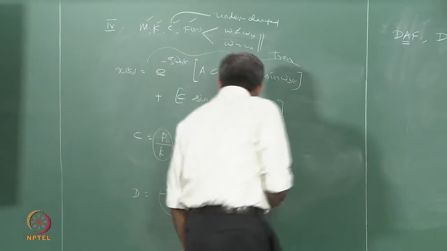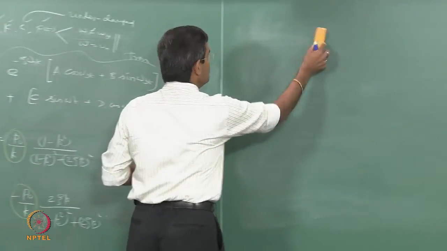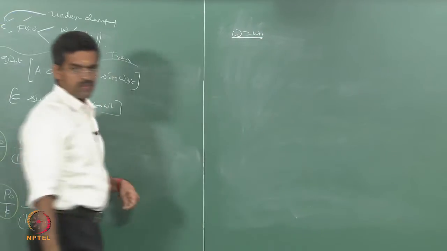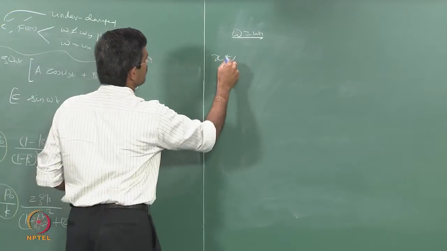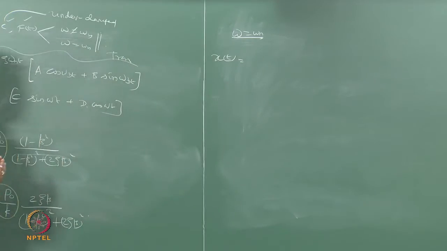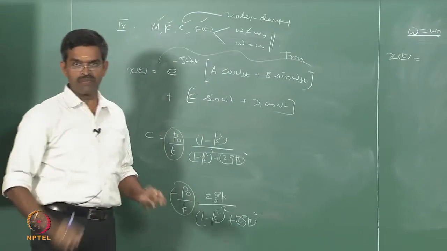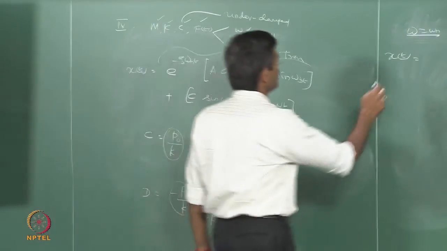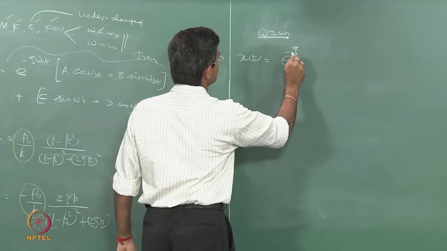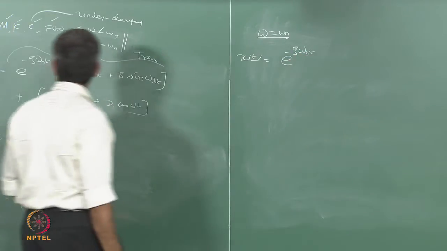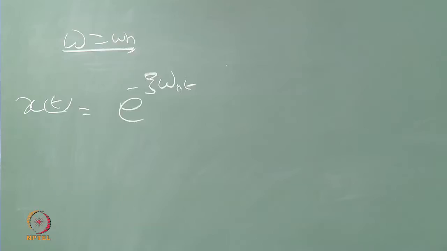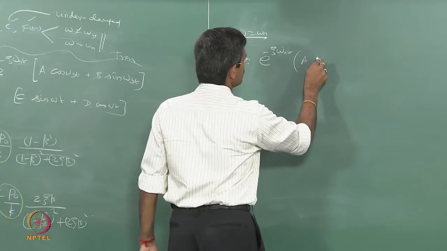So before writing D, let us say we write omega equals omega n. I want to capture the response. We already said that x of t, looking only at the steady state part, because the transient part we are not interested in for the time being, the whole response is nothing but e to the power minus zeta omega n t. Whether I write omega n or omega does not matter, because this is the validity. The transient response part does not change.